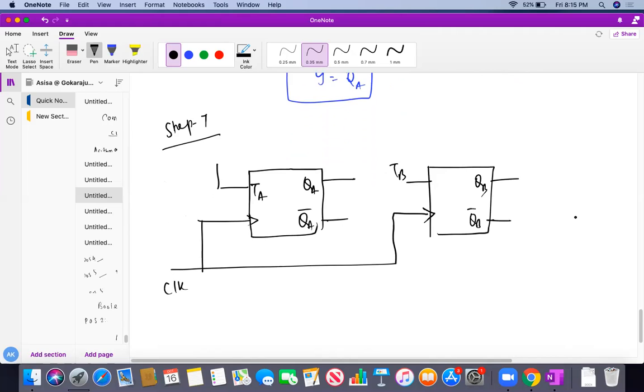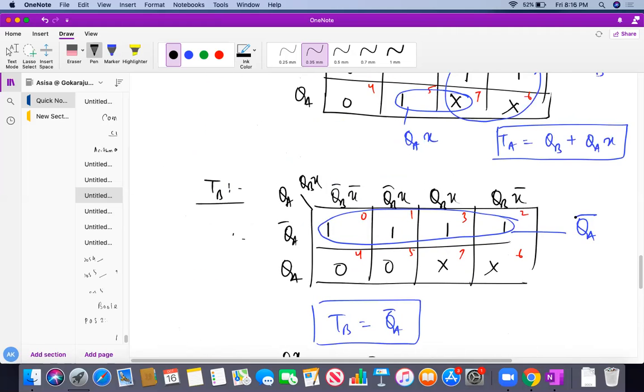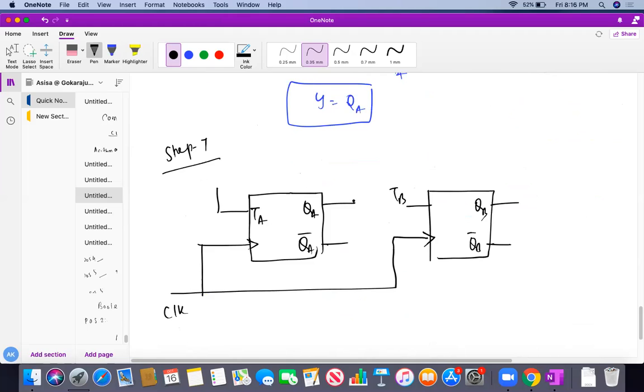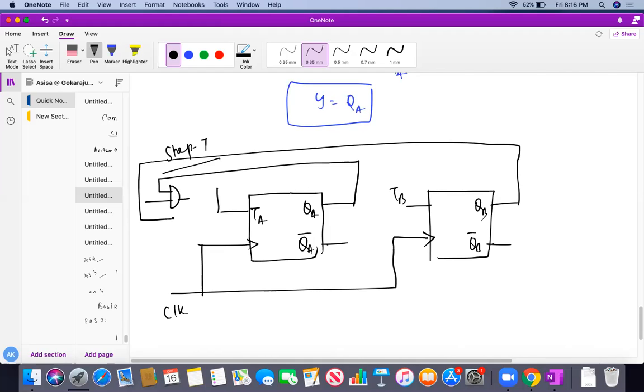Now tell me what are the functions we have achieved. TA is what? TA is QA x QB. So where is my QA? This is my QA. And X, QA X and QB. Where is my QB? This is my QB. I have taken an OR gate which will be connected to TA. Any doubt on this, students?